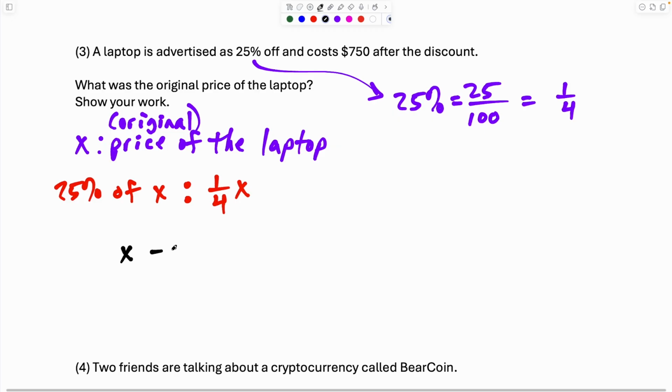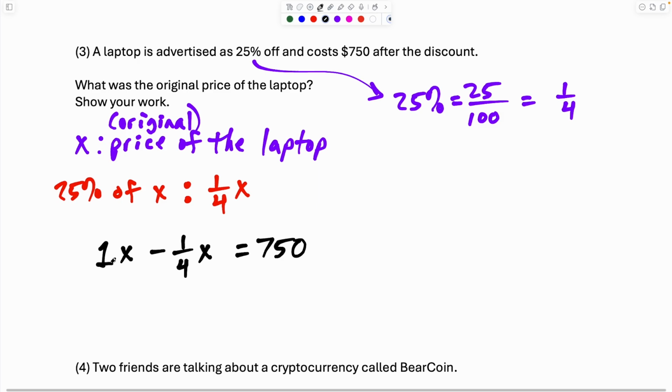So we would take X, and then we would take 1/4 of the price of the laptop off. Okay, so you see, we take the original price, and we subtract 1/4 of that price to get the discounted price of the laptop, which is $750. And now all you have to do is just solve this equation.